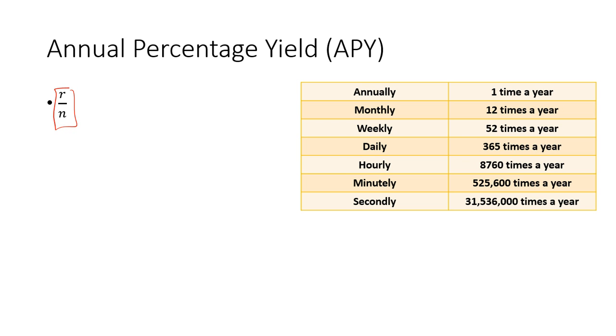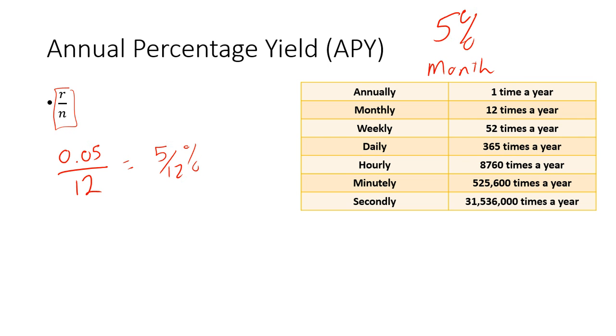And the APY is like, if I say, okay, we've got 5% and it's compounded monthly, the actual amount that we're getting interest for each time that it's compounded would be 0.05, the decimal of the rate, divided by the number of times a year, which would be 12. So we would be getting about 5/12 of a percent each time that it's compounded in a year.